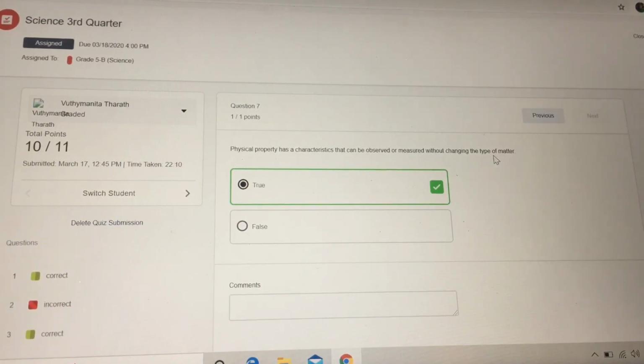And the last one is: physical property is a characteristic that can be observed or measured without changing the type of matter. So the answer is true. Okay, again, a physical property will not change the type of matter. Just for example, if you tear the paper in half, it's still paper. If you fold the paper in half, it's still paper. So it comes with a physical property. It doesn't change the type of matter. But in terms of chemical change, if you burn the paper, it will turn to ashes, so it will not be considered a physical property anymore.